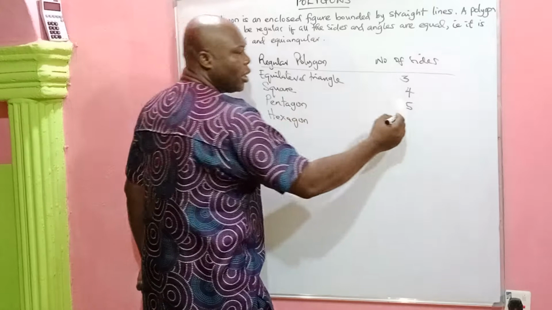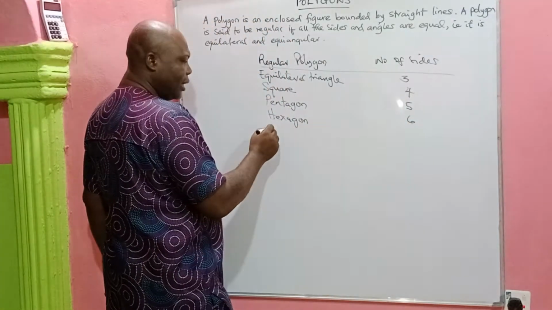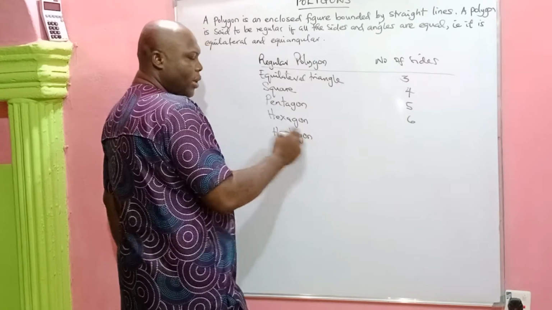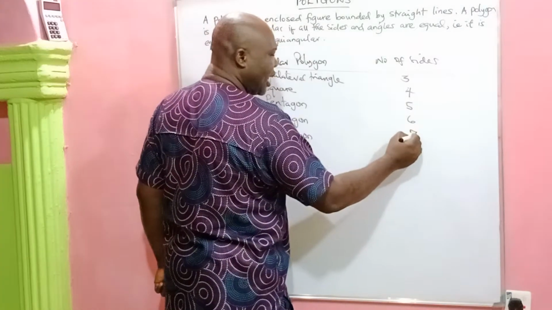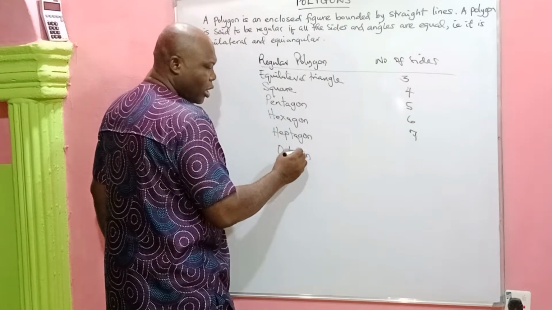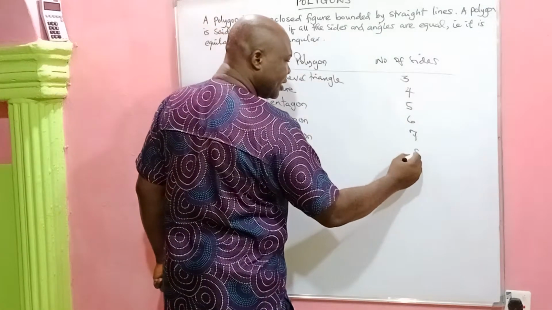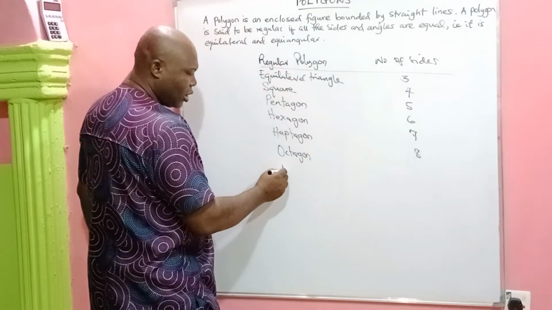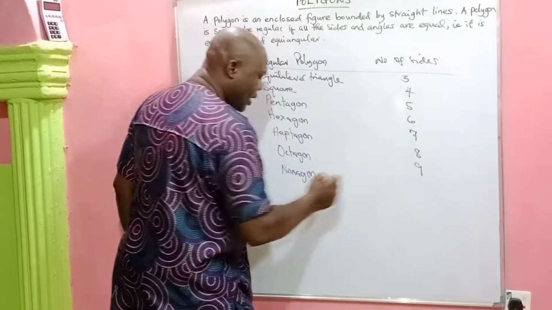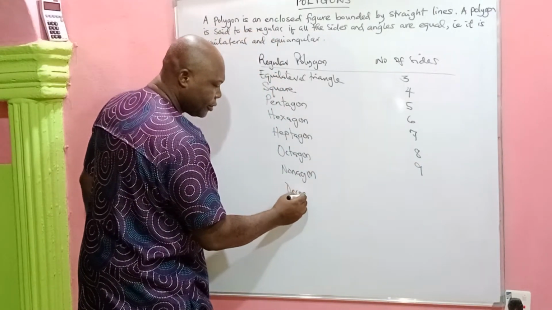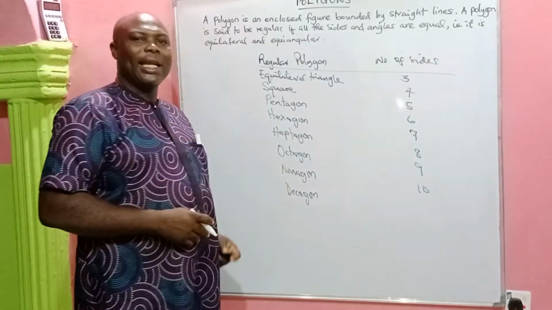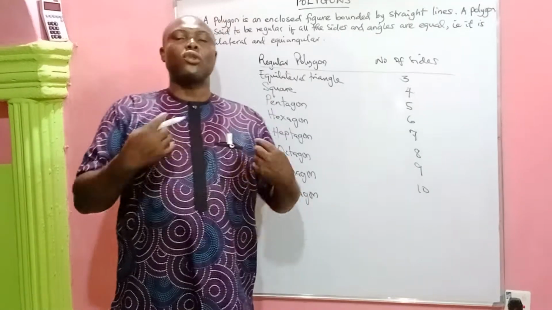a hexagon, a regular polygon that has 6 sides, a heptagon, a regular polygon that has 7 sides, an octagon, a regular polygon that has 8 sides, a nonagon, a polygon with 9 sides, and then a decagon, a polygon with 10 sides, and the rest. So we have so many of them.